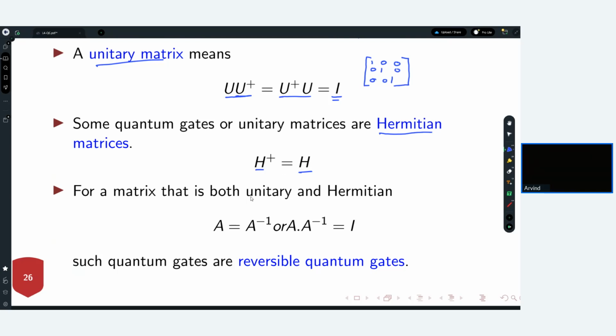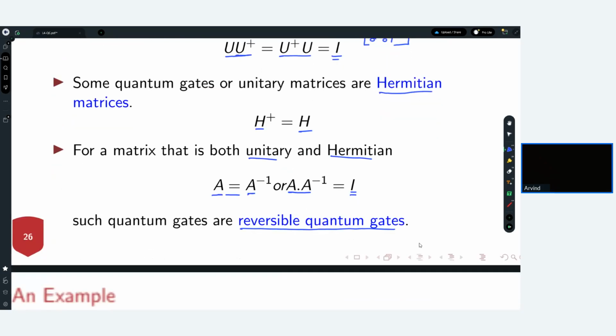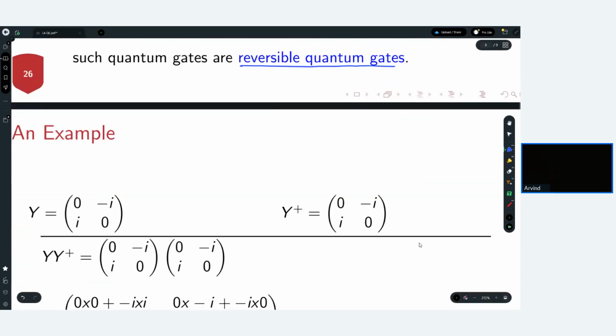For a matrix that is both unitary and Hermitian, its inverse and the matrix are the same. So if we multiply the inverse of the matrix and the matrix itself, we again get an identity matrix. Such matrices are called reversible quantum gates, meaning that if we apply the gate again to the output, we can get the same input.